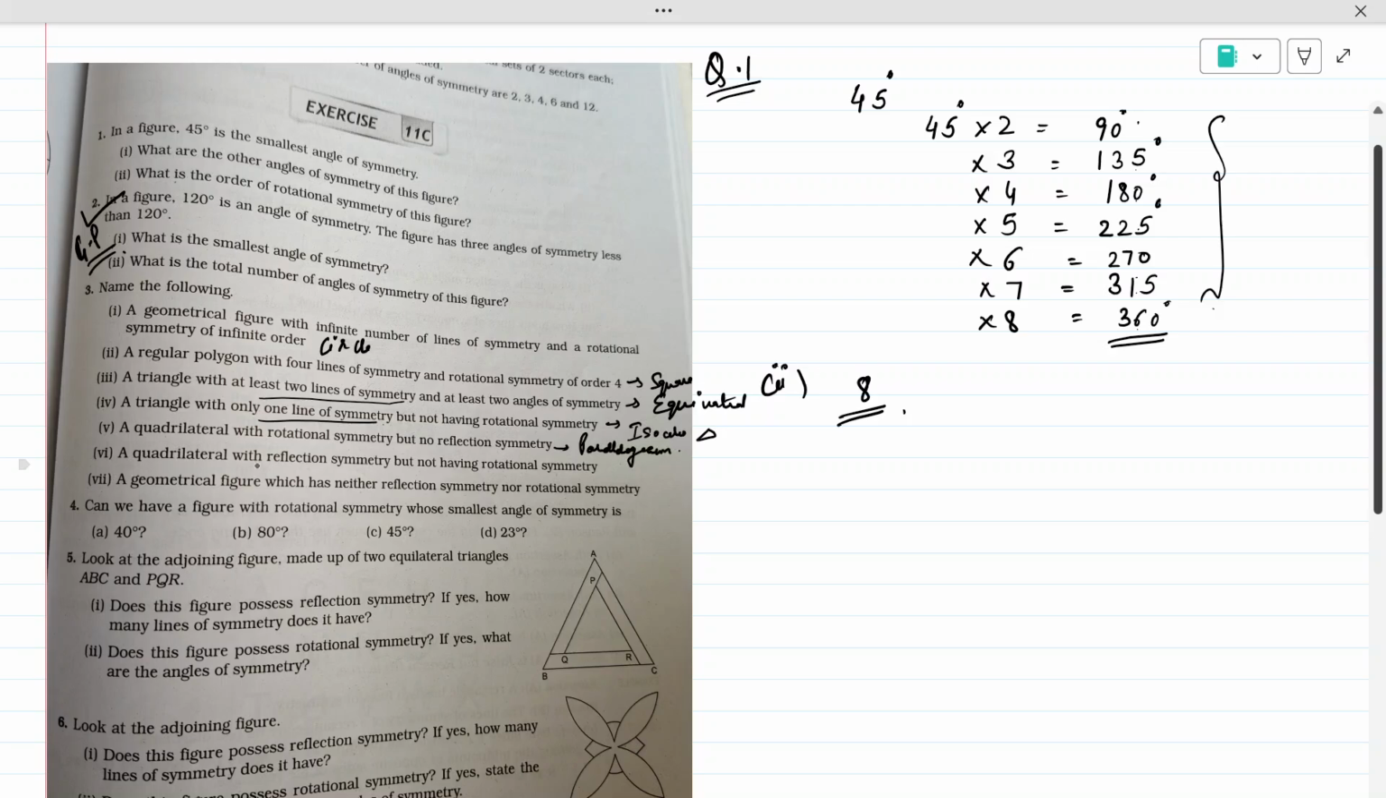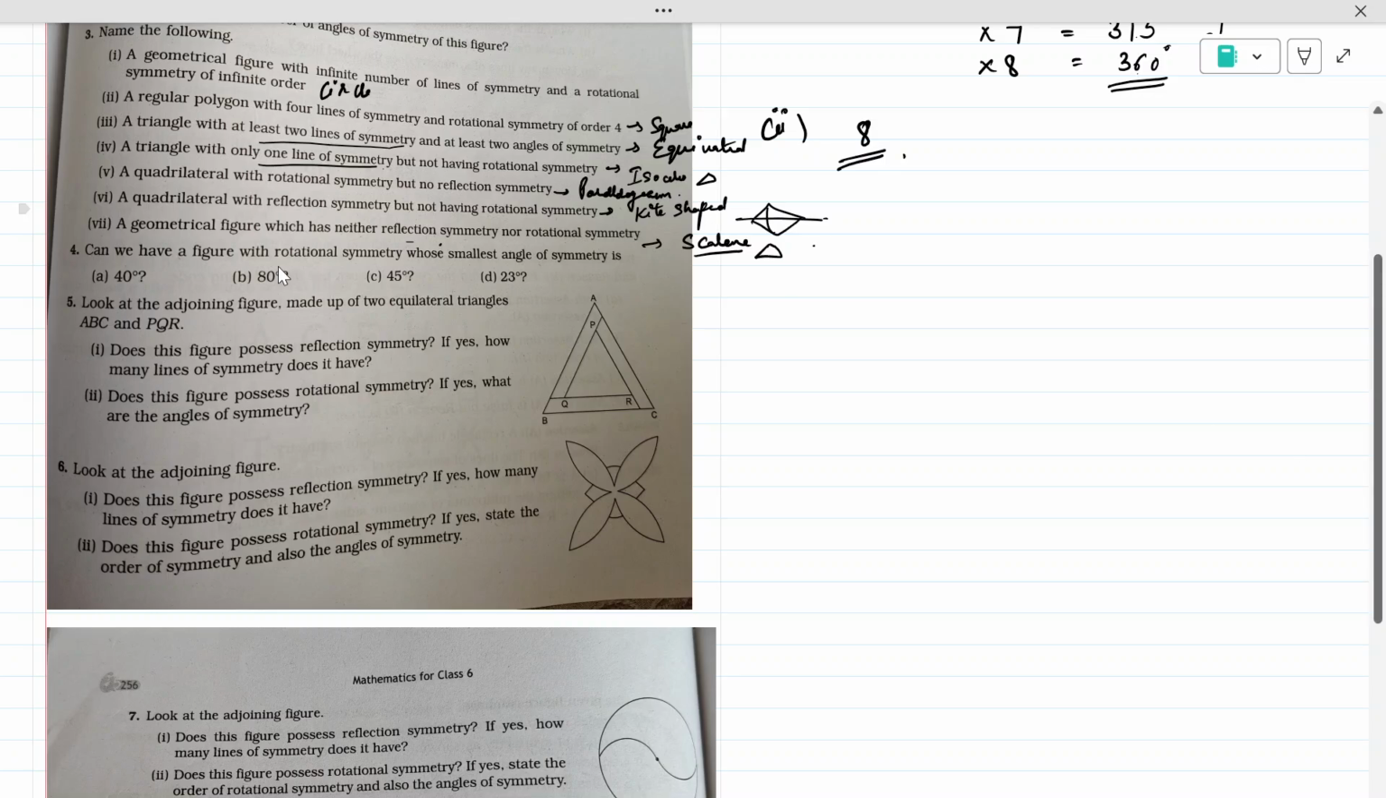Next, a quadrilateral with reflection symmetry but not having rotational symmetry. This also we have drawn something like this. Remember this figure? So in the form of a diamond and a line in the center, or you can say it's kite shaped. Next, a geometrical figure which has neither reflection nor rotational symmetry. So that is a triangle where all the sides are not equal, and we call it a scalene triangle. Okay, I have repeated this question. We have done this already.